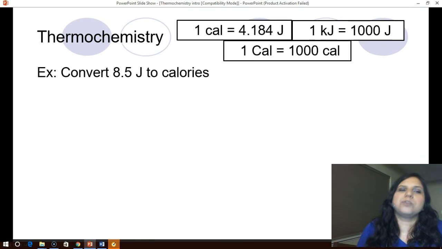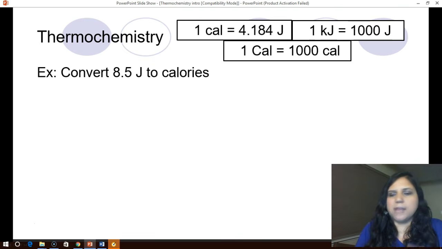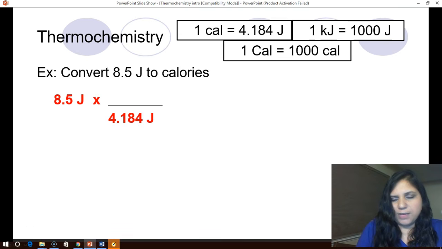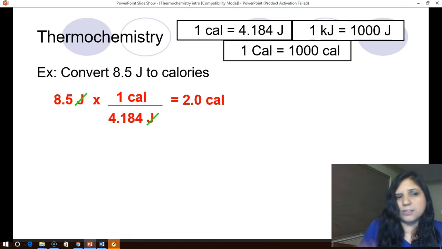All right, so let's try one. Convert 8.5 joules to calories. We're just going to use the conversion factors we need. So I've got 8.5 joules. I want to cancel joules, and the only thing that has joules in it that can cancel it, actually we have two. We have this one and we have this one. I don't want kilojoules, so I want calories. So I'm going to go ahead and go to this one. So I will multiply by the 4.184 on the bottom, since I want that to cancel, and the little c calorie on top. Joules cancels, and I get 2.0 calories. I'm just rounding to the same number of significant figures as the given.